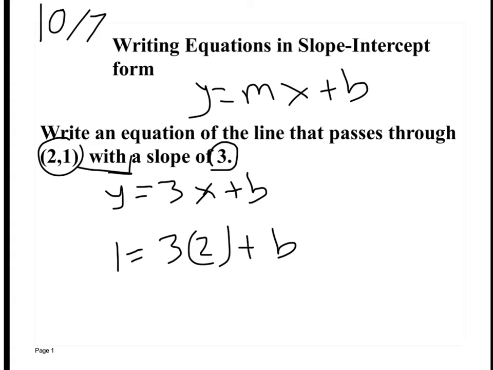And then what we do is we solve for b. So 2 times 3 is 6. So 1 equals 6 plus b. What's b got to be? Let's see, negative 5. Negative 5.